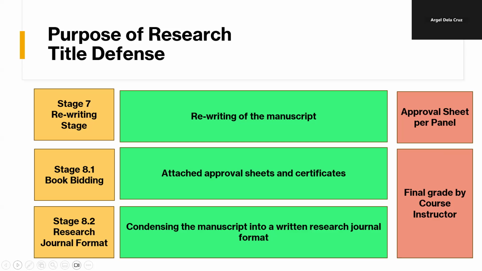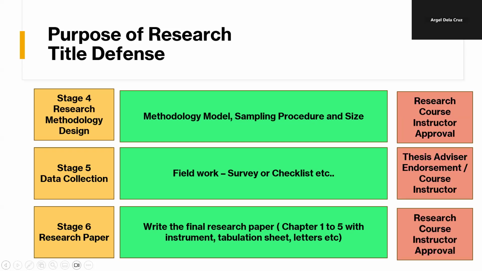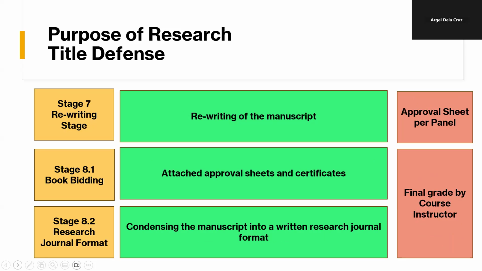Next, after that, you have to bookbind it, and of course, attach all the approval sheets and the certificates, including all of the letters. And then lastly, you have to condense your manuscript into a written research journal format. Just like your stage 3 and 4, this is mutually exclusive, meaning you can already have the bookbinding done while the other part of your team is doing the research journal format.